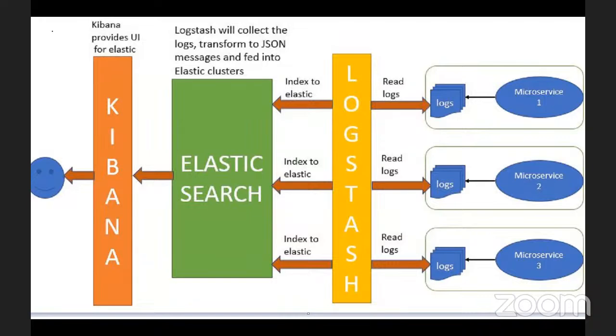Microservice 1 is giving some logs. Microservice 2 is giving some logs. Microservice 3 is giving some logs. I want to consolidate these logs. Why do I need to consolidate these logs? For example, in the banking industry, savings account or home loan, one microservice. Personal loan, one microservice. Car loan, one microservice. Home loan will take care of home loan things, personal loan will take care of personal loan things, and car loan will take care of car loan. Typically three microservices, which are going to give three log files.